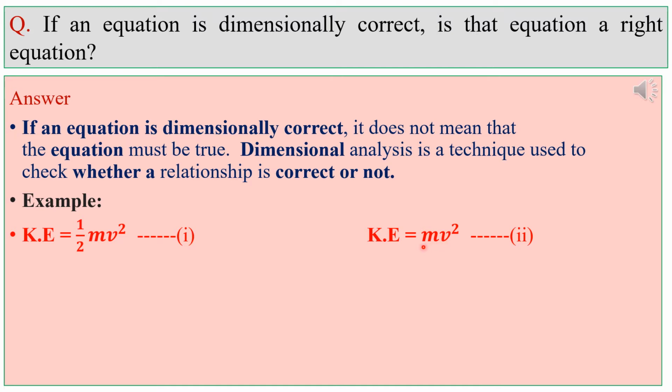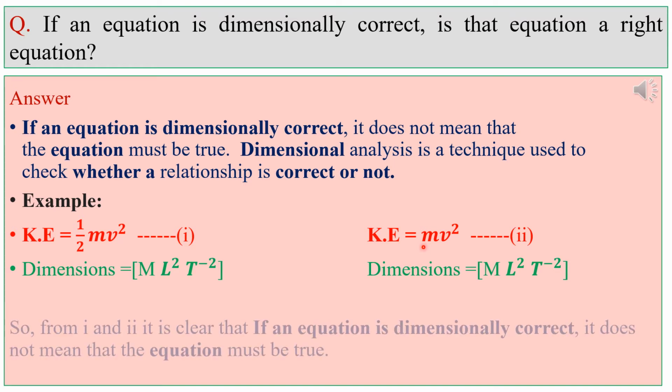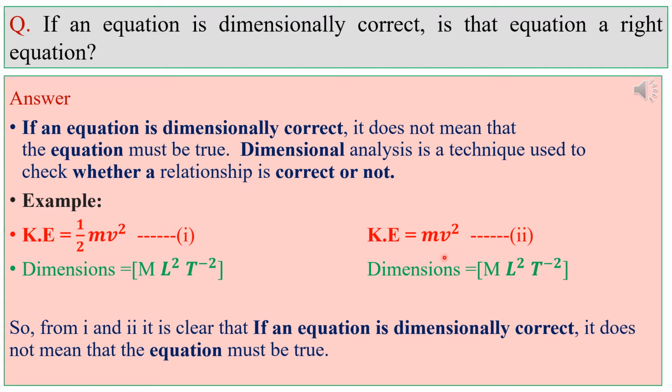Dimension of both the equations are similar. We know that from equation number 2, kinetic energy is equal to mv square is an incorrect formula. It is an incorrect relation, but its dimension is similar to the dimension of equation number 1. So from equations 1 and 2, it is clear that if an equation is dimensionally correct, it does not mean that the equation must be true.